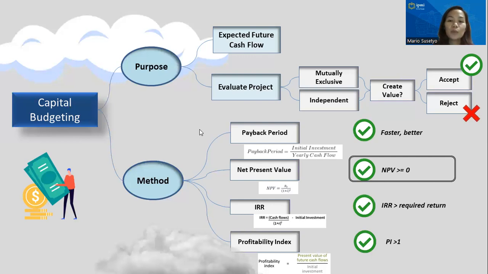When we evaluate projects, there are two types. They are mutually exclusive, meaning that we can only choose one from the many projects that we receive. And the second one is independent, meaning that we can choose all the good projects. So with these capital budgeting methods, we can evaluate which project is creating value, whether we want to accept it or reject it.